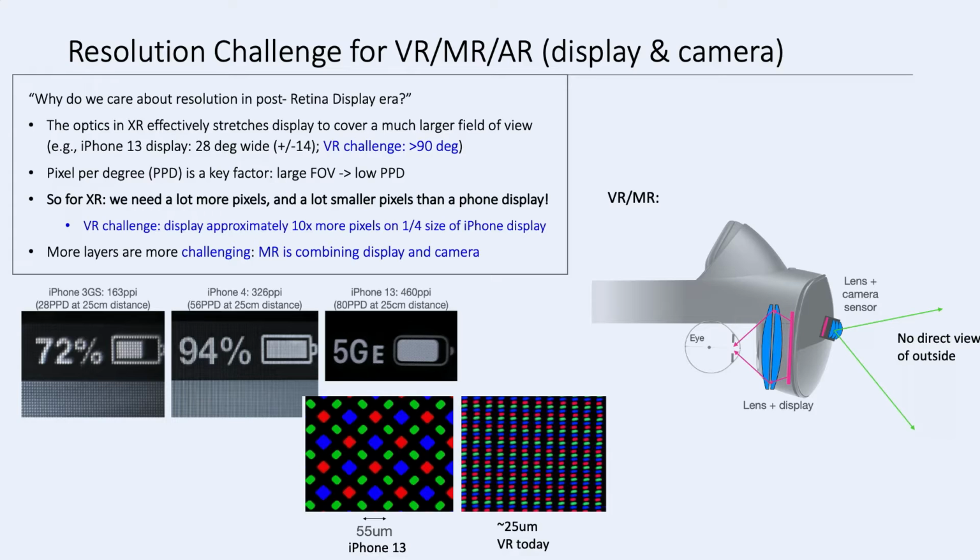So for example, iPhone 13 display is only 28 degrees wide, and then vertically that's only 14 or 15 degrees. This is when you hold your iPhone close to your face, 25 centimeters away. You're getting a very small field of view. And for VR and for AR, particularly for VR, we need a lot more field of view, right? 90 degrees to start with, and we need more. So that means per degree, the pixel numbers are much lower in VR if we're using the same display. So larger field of view means lower PPD or pixels per degree.